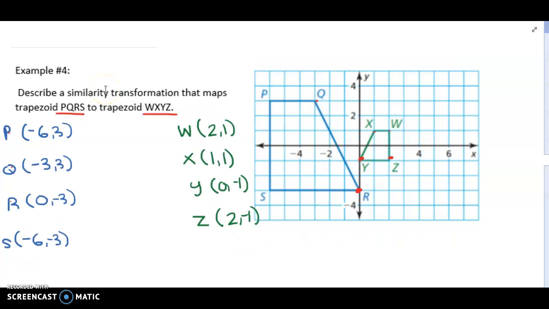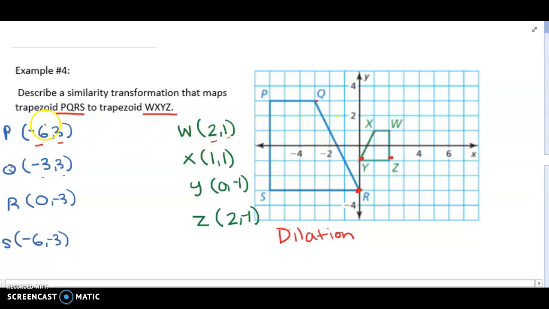If I go back and look at example 4, my starting points are listed in blue, and what I want to end with is listed in green. I'm going to have to look at these and try to find a pattern. I'm going from negative 6, 3 to 2, 1. Negative 3, 3 to 1, 1. I notice that they're different sizes, so at the very least, I know I have a dilation. Let's take care of the dilation first, and then we'll worry about whatever else follows.